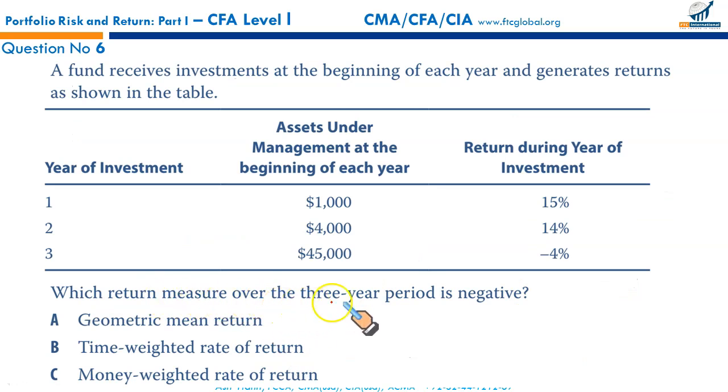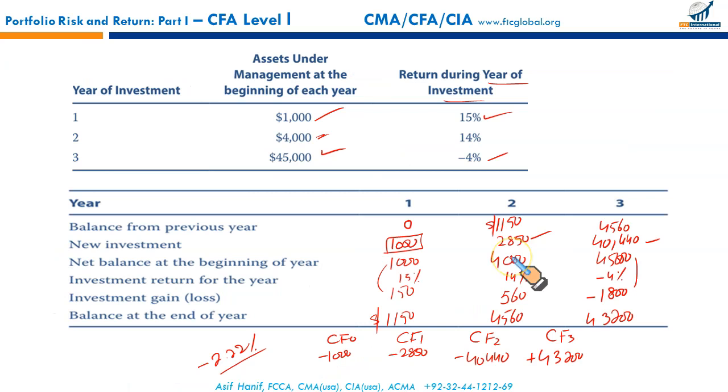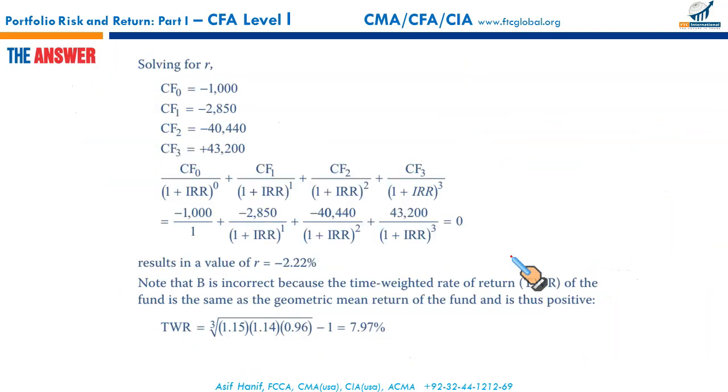Which return measure over the 3 years period is negative? Money weighted rate of return. This is quite a similar calculation to what we did in the previous question. So that is it. Next.